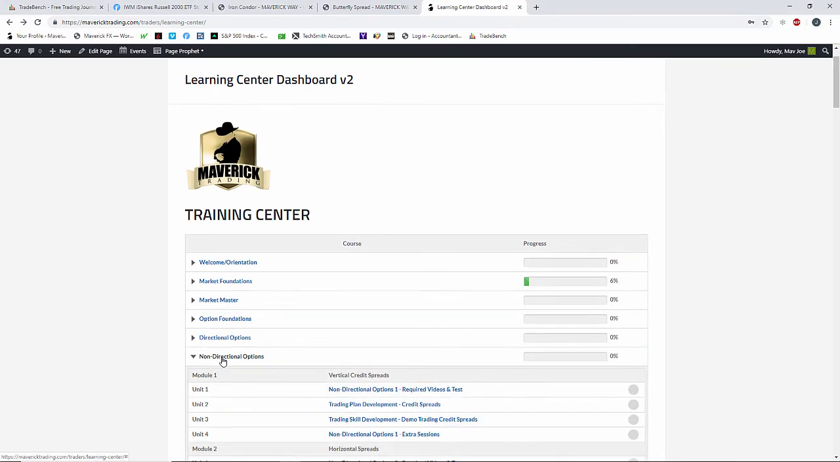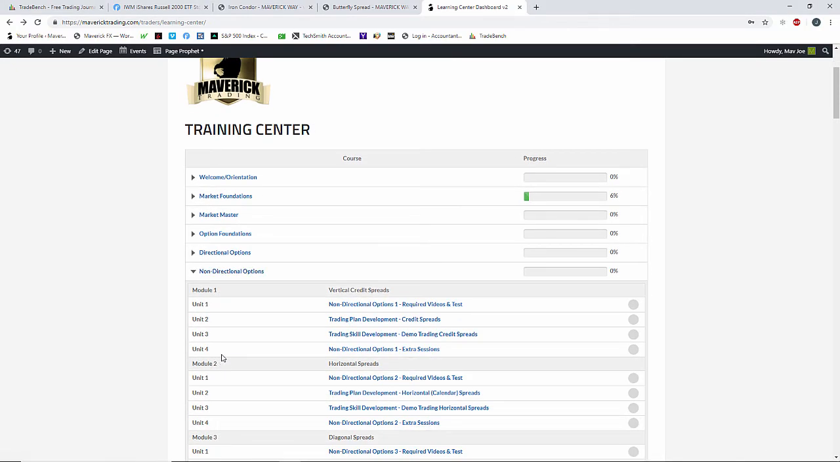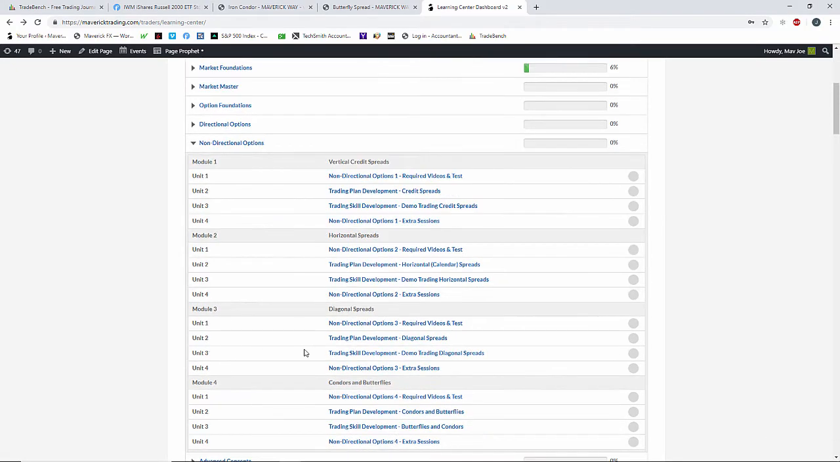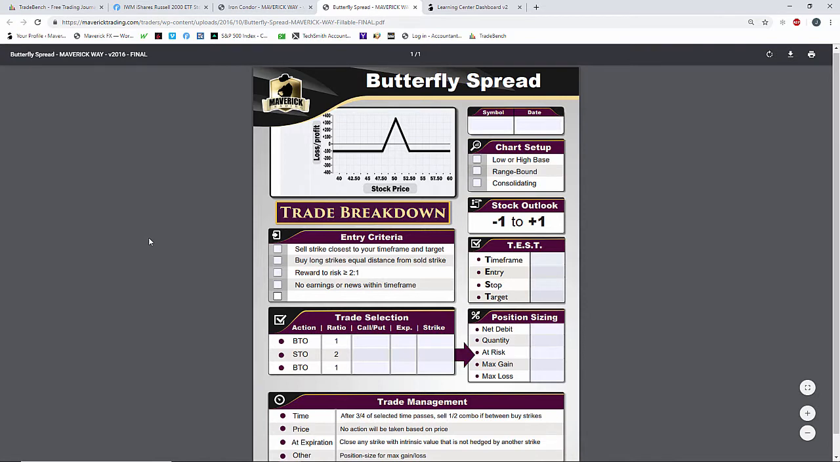We're going to go to the non-directional part. We're going to go ahead and click on module 4, condors and butterflies. Now we can pull the PDFs from there. However, out of the 4 PDFs we have, right? Because we have the iron condor and the condor, we have the iron butterfly and the butterfly. I chose 2 that we see the most often. The first is going to be the butterfly spread, meaning straight calls or straight puts. This is very common with traders.